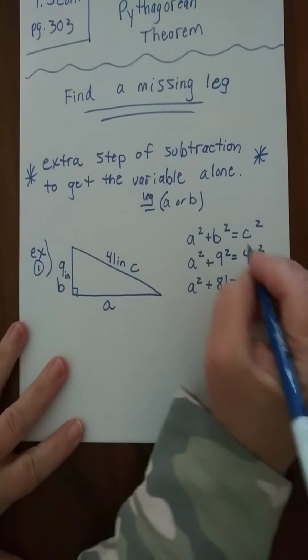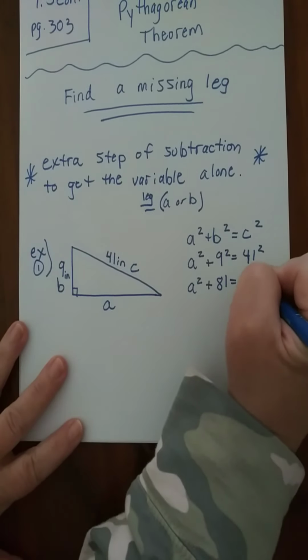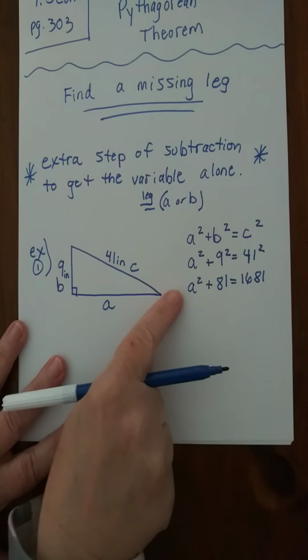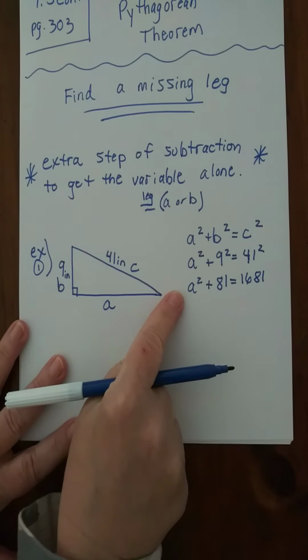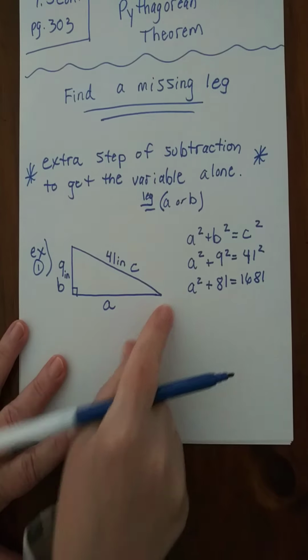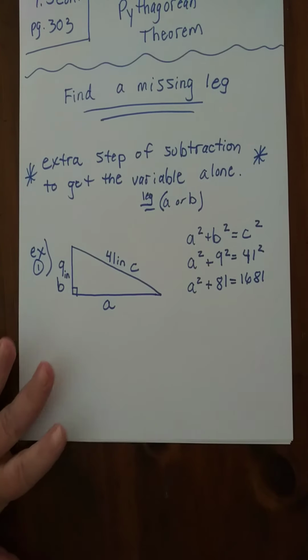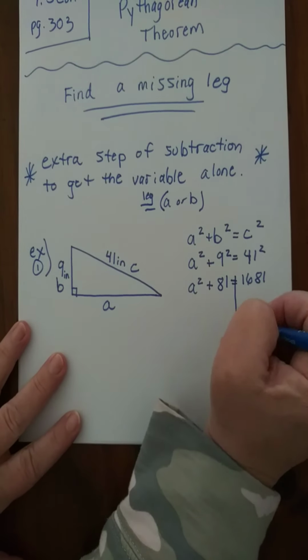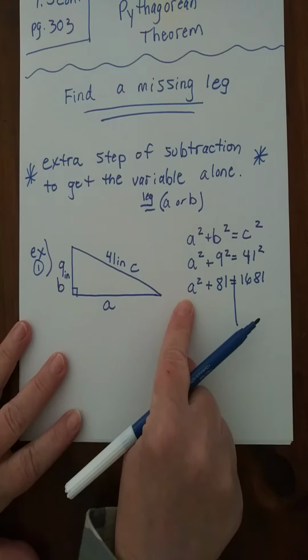And that is 1,681. Okay, so at this point, you can look at this and see that it's exactly like a one-step equation. So once again, that work on equations is coming back into us, okay? And we have to remember those same properties. So I'm still trying to get this variable by itself.